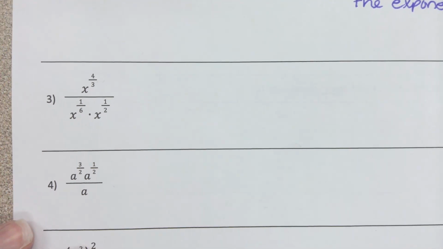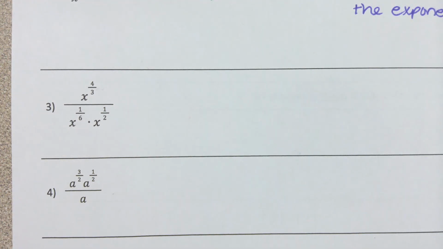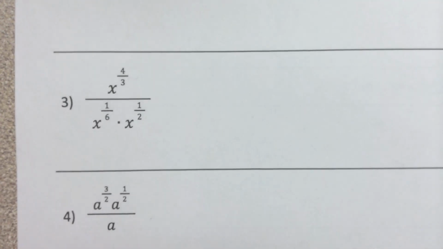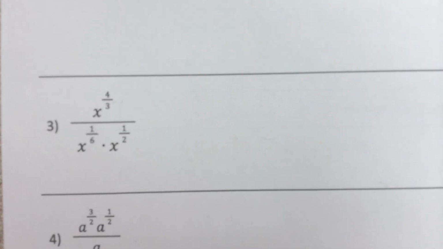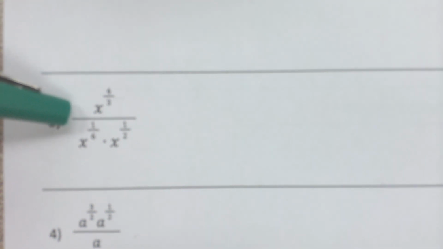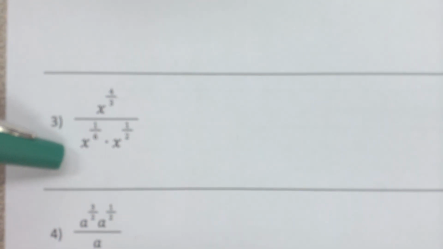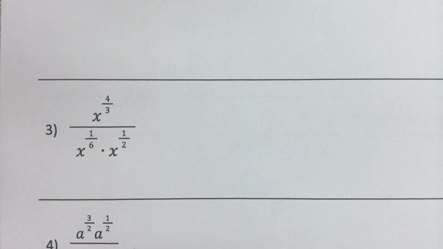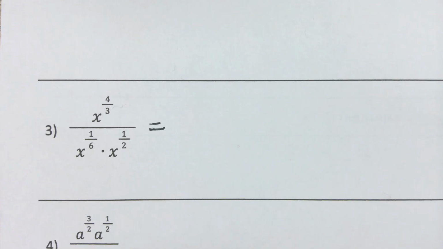These next couple of problems are utilizing both of those rules, so we'll go through them. No new rules here. We have x to the 4/3 over x to the 1/6 times x to the 1/2. Hopefully you see what I see here. We should do the multiplication on the bottom first, and then we can divide. Dividing is much easier when you have one term on the top and the bottom.